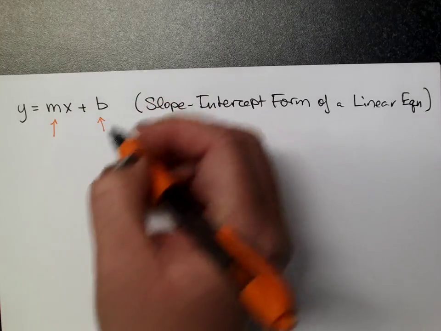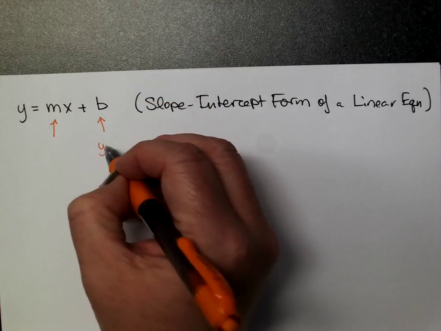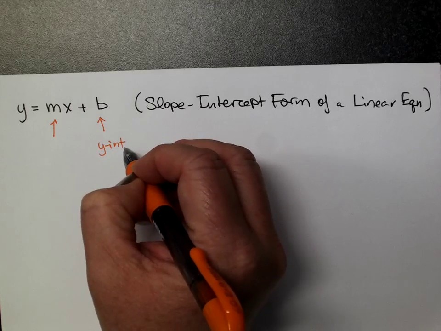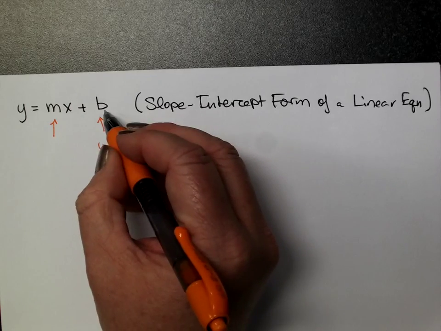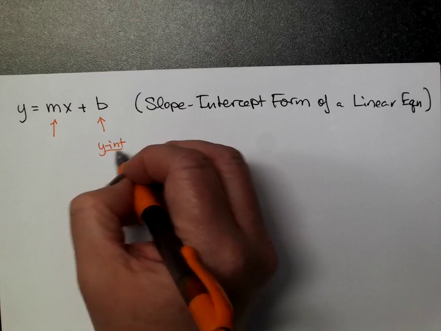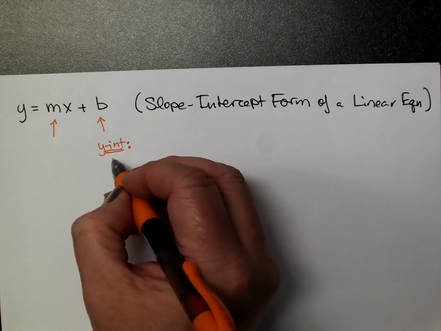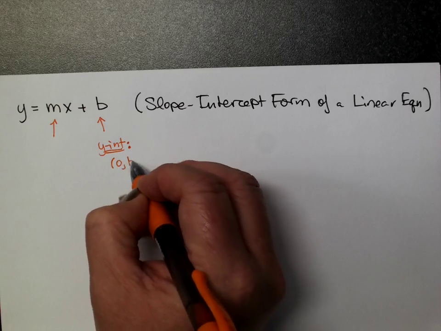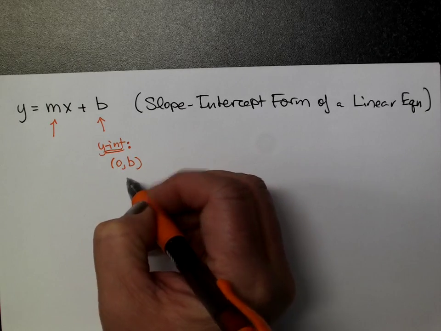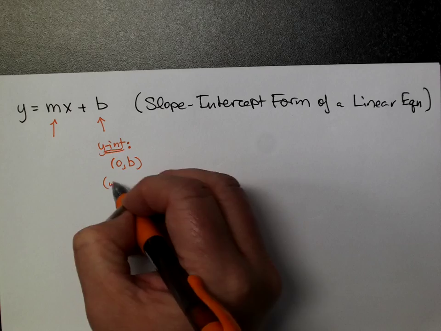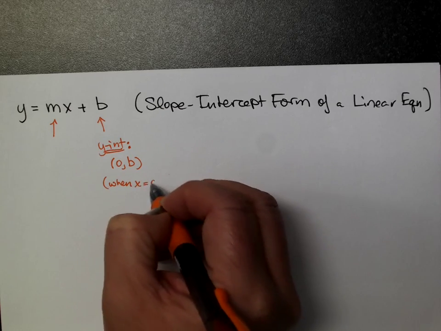First, you graph your y-intercept. Your y-intercept is not b. So if I ask you what's the y-intercept, don't just tell me the number that's b. The y-intercept is a point. Your y-intercept is the ordered pair (0, b). It is an ordered pair, the one that happens when x equals 0.